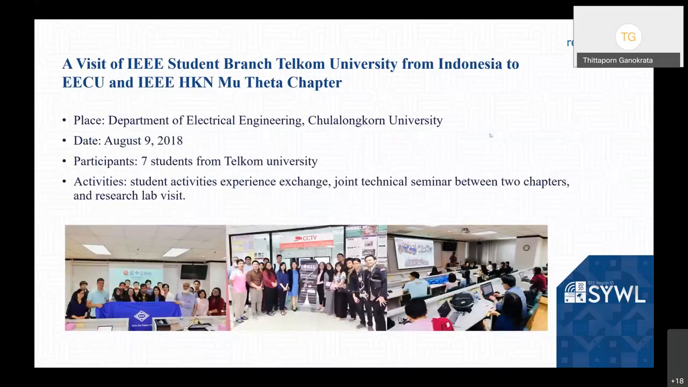And then we had an activity, a visit from the IEEE student branch of Telkom University from Indonesia, and the IEEE-HKN Mu Theta chapter. This was held in our department, Electrical Engineering at CU. The activities included a student activities experience exchange. We also had a joint technical seminar between the two chapters and a research lab visit.